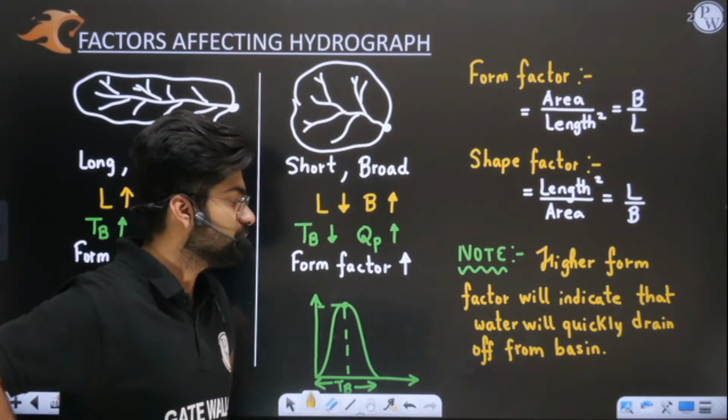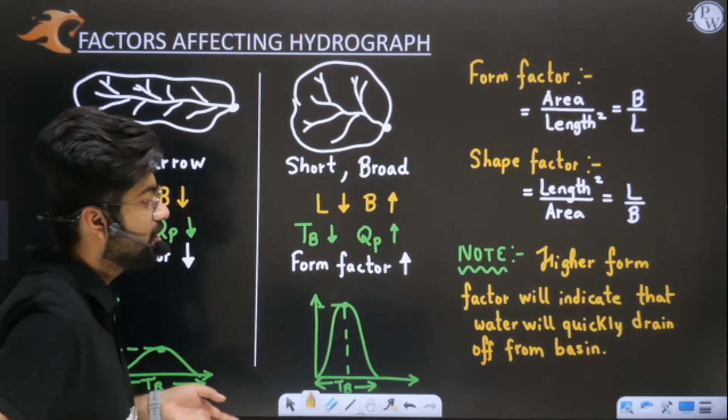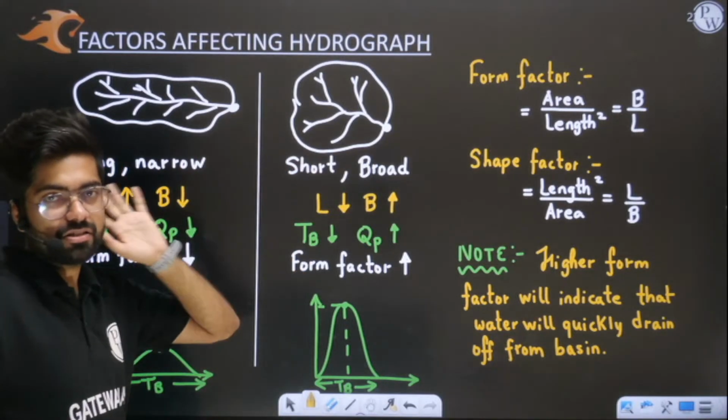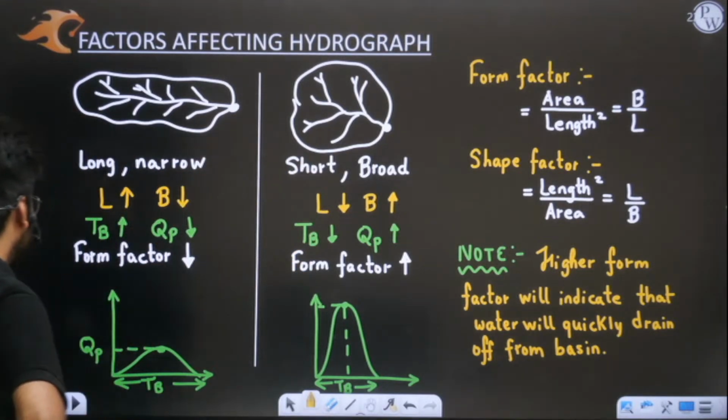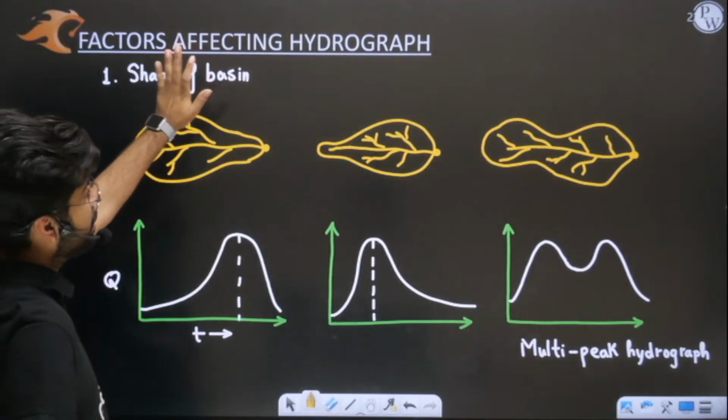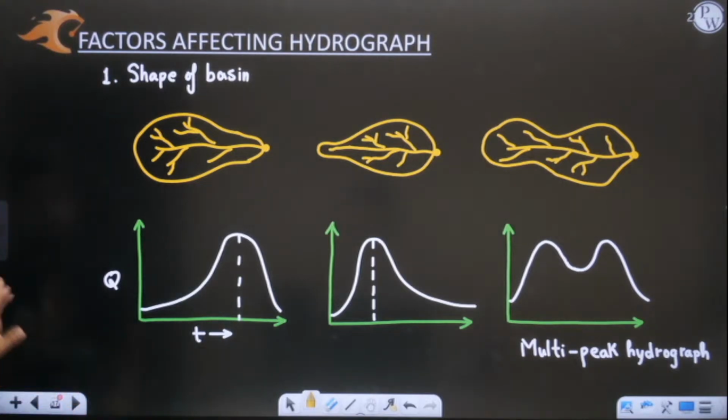Okay sir, so is this thing clear? If someone asks you the significance of shape factor and form factor, can you tell the significance? Sir, form factor and shape factor are two factors that indicate the shape of the basin. Okay sir, this factor is clear to me completely.